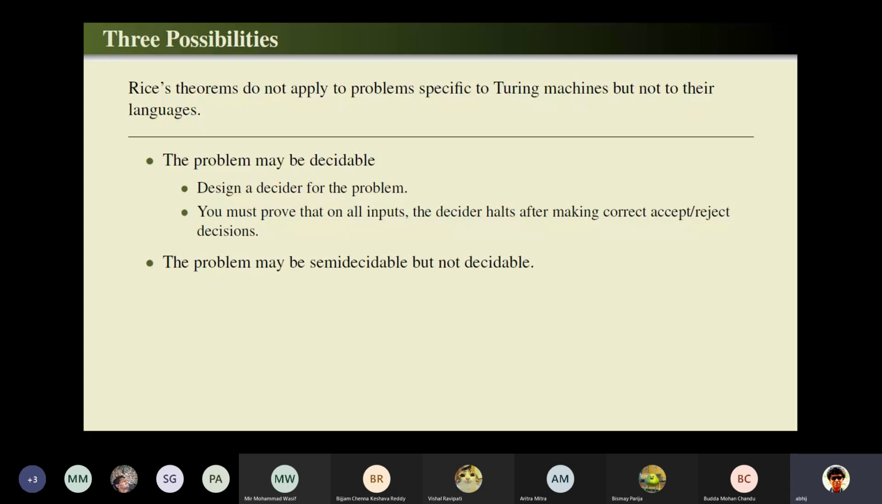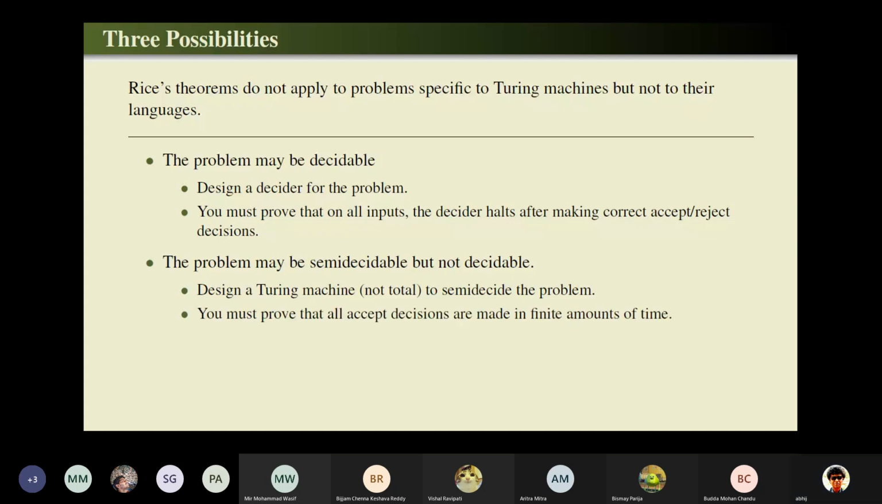And the problem may be semi-decidable but not decidable. So that means you design a semi-decider, that is a non-total Turing machine, to accept that language. Design a Turing machine to semi-decide the problem. It has to be non-total because it's not decidable, and then propose a reduction from HP to that thing.